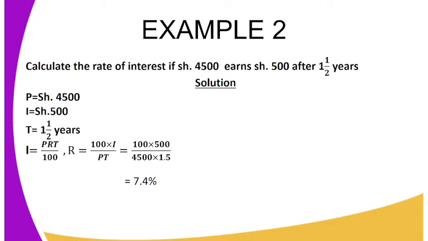To make R the subject of the formula, our rate will be 100 times interest divided by the principal times time. So we get 100 times 500 over 4,500 times 1.5, and our value is 7.4%. In summary, you have to remember that interest is equal to P times R times T over 100.